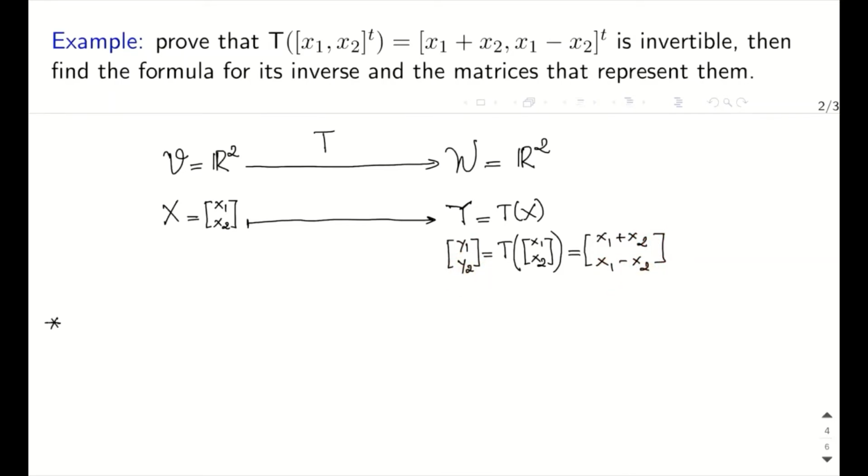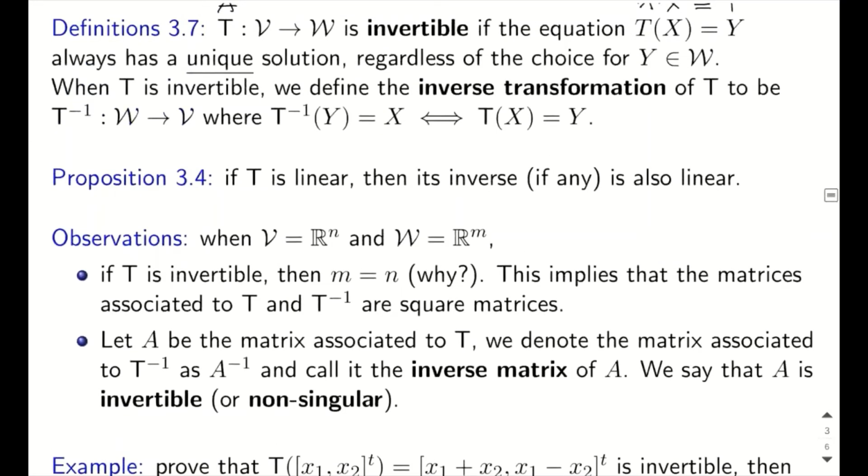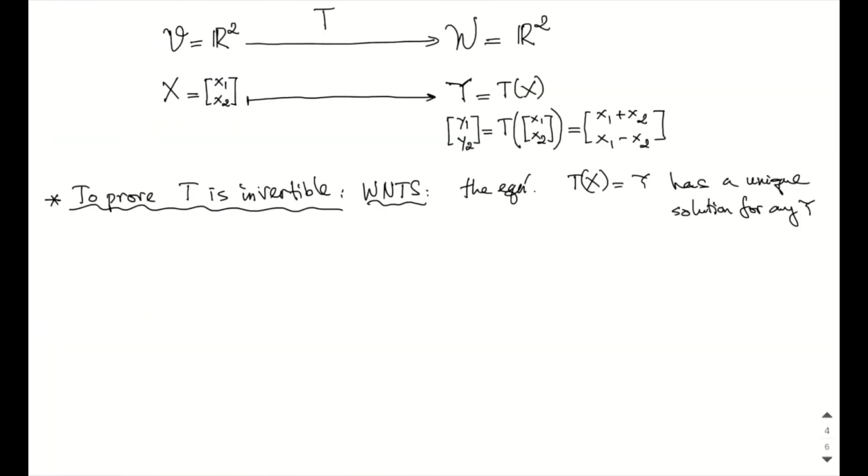In order to prove that T is invertible, we are going to stick with the definition. What do we need to show? A transformation T is invertible if the equation Tx equals y always has a unique solution regardless of the choice of y. So that means we need to start with an arbitrary y, any y. You don't need to pick a specific y, just an arbitrary y. You need to prove that the equation Tx equals y always gives you a unique solution for the x vector. But this is the same as solving the following equation.